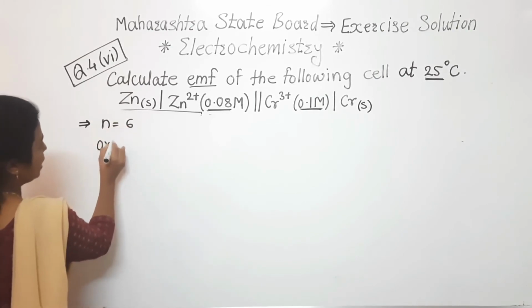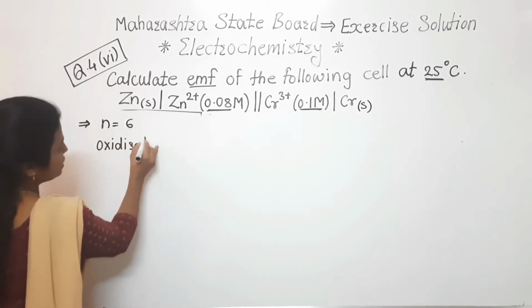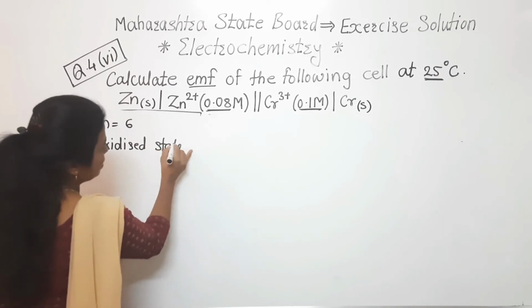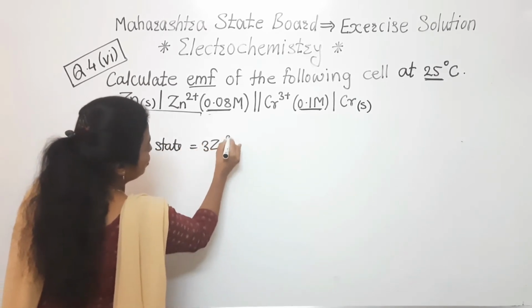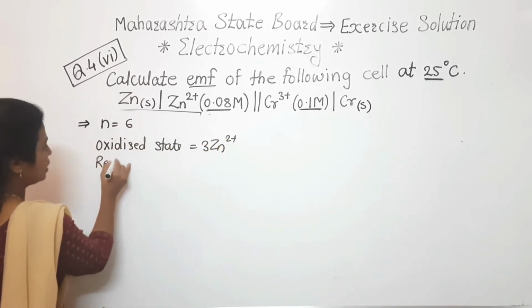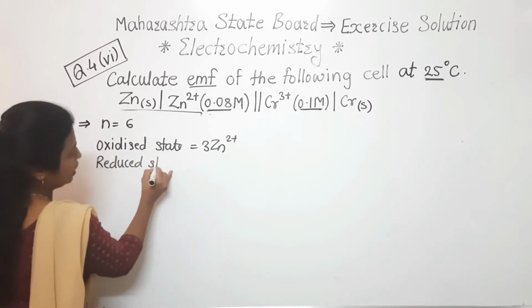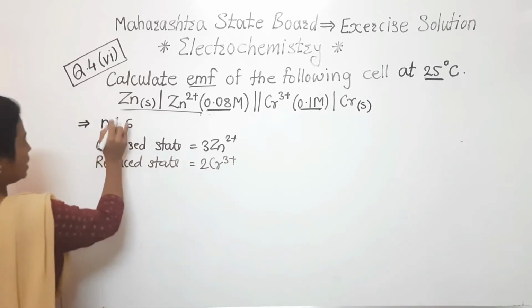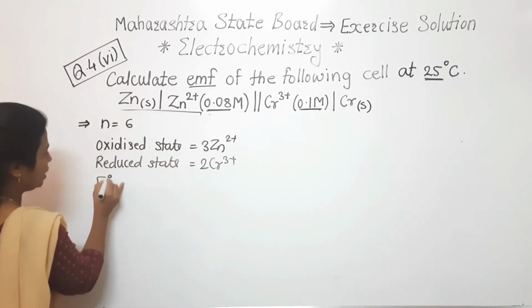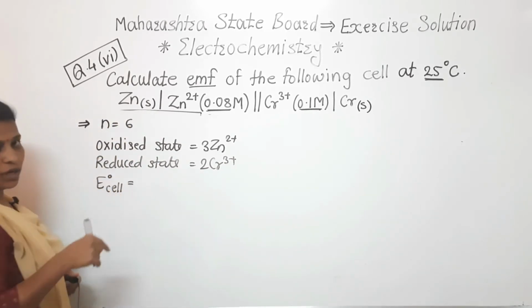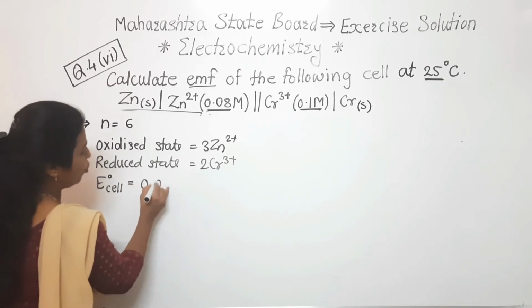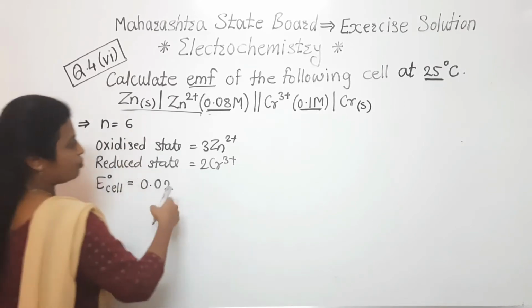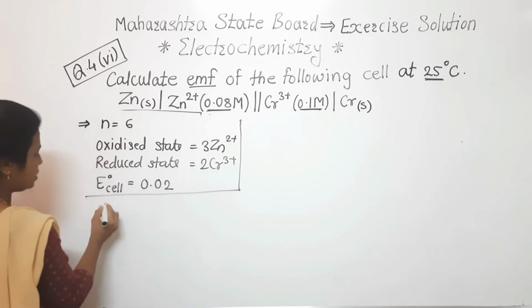What is the oxidized state? That oxidized state is 3Zn2+. Reduced state, that is 2Cr3+. Number of moles we have completed. E naught cell, whatever we have calculated, that is 0.02. So we'll put all this in this formula.